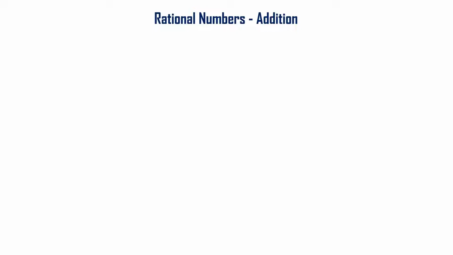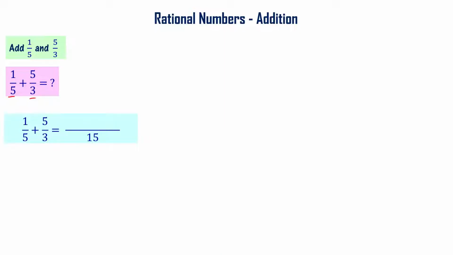Rational numbers addition, let's see. Add 1 by 5 and 5 by 3. It means we want to find the value of 1 by 5 plus 5 by 3, right? Look at the denominators here, 5 and 3. What is the LCM of that? 15, right? So I can write 1 by 5 plus 5 by 3 as a rational number with 15 as the denominator, right?